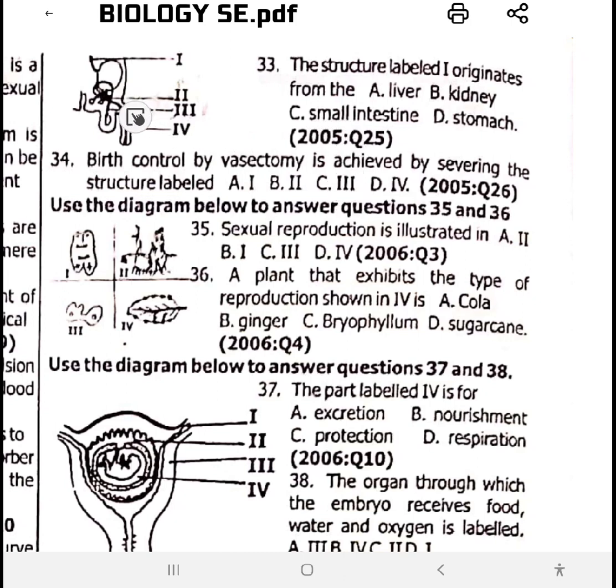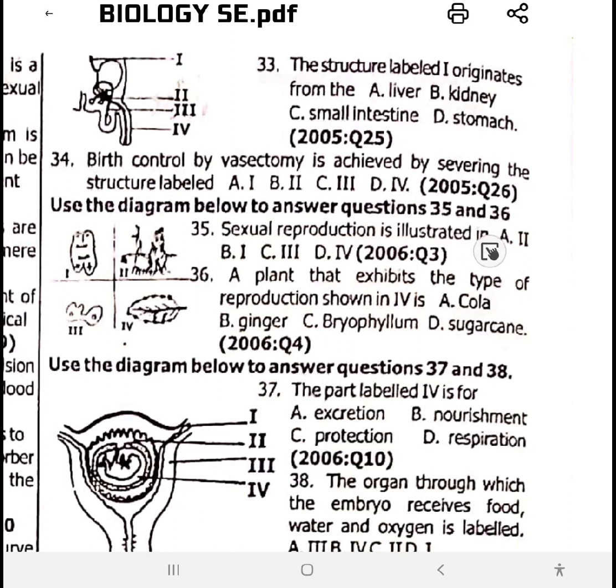This III is called the sperm duct. You see it here. III is called the sperm duct. If you cut it, it's called vasectomy. The man won't be able to get his wife pregnant again. So we said here is vasectomy. Vasectomy is when you sever, you cut the sperm duct, or you try to create some obstruction around the sperm duct, so the man won't be able to get his wife pregnant again.